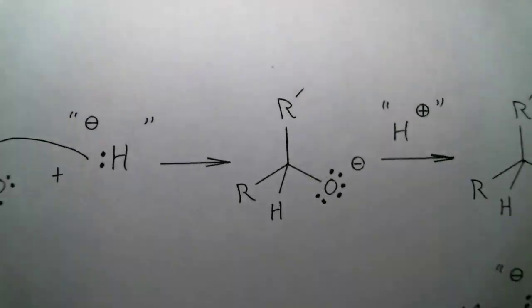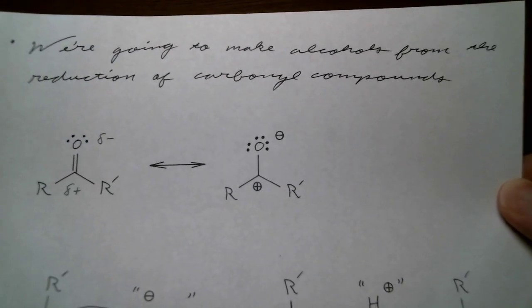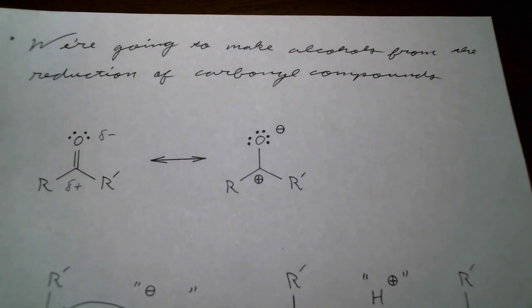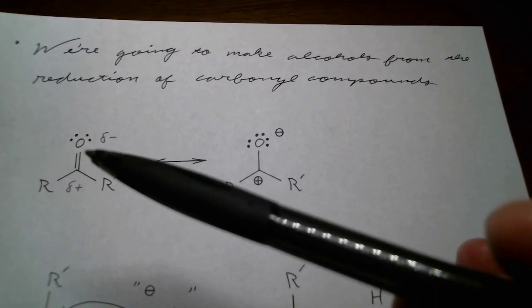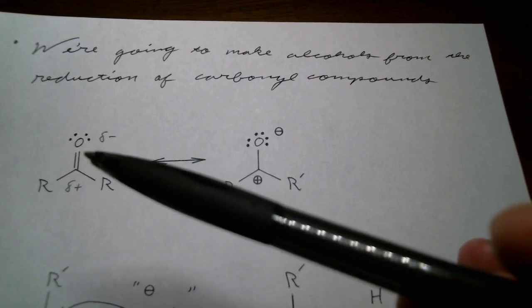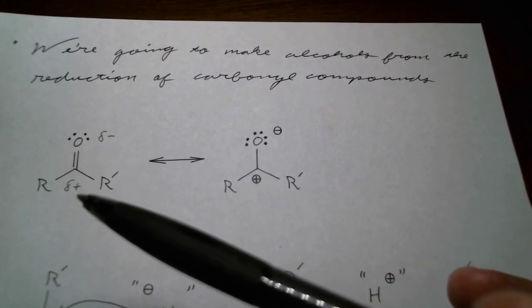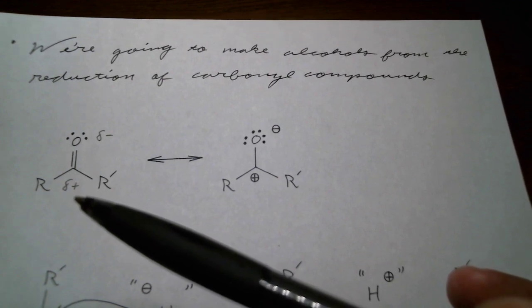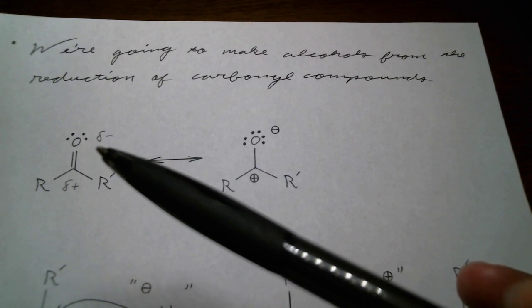So we're going to make alcohols from the reduction of carbonyl compounds. That is, compounds that contain these groups of carbon with a double bond to oxygen. We know that that carbon is electropositive because oxygen is more electronegative. So we can assign a delta plus to that carbon and a delta minus to the oxygen.